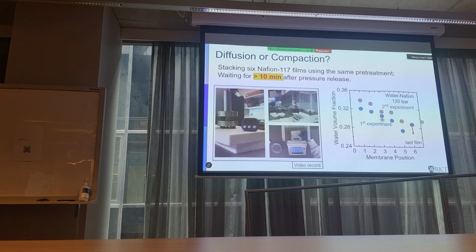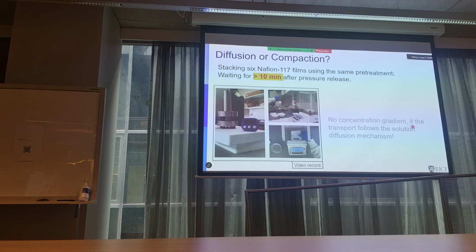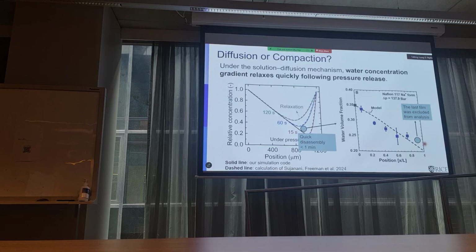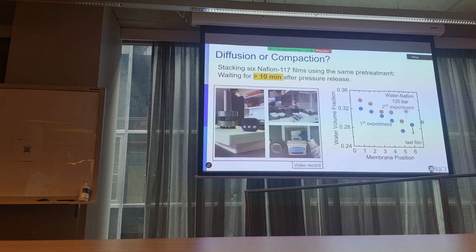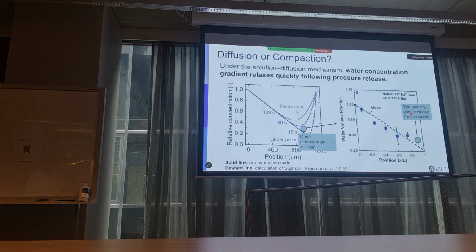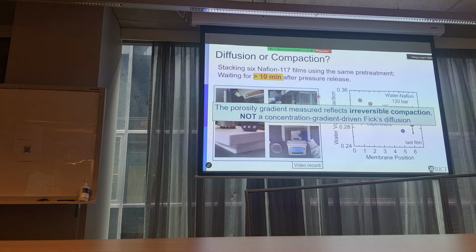Again, this is the first experiment, then we did another experiment to repeat it with new membranes, and we got this one. And indeed, the last film that was not reported in this study, we reported it, and we get it here. Based on the model, if you look at the model here, the last data point should be here. So it's very, very clear. The porosity gradient measured reflects irreversible compaction, not a concentration gradient driven Fickian diffusion. It's another very, very important evidence.